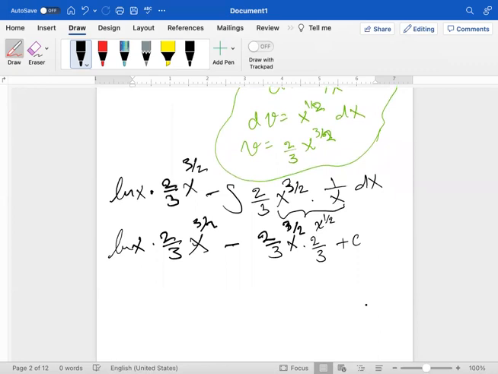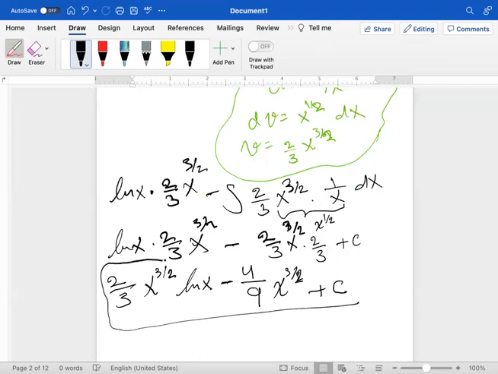So let's write this in a little bit better form. This is going to be 2 over 3 x to the power 3 over 2 natural log of x minus 4 over 9 x to the power 3 over 2 plus a constant. And that's all.